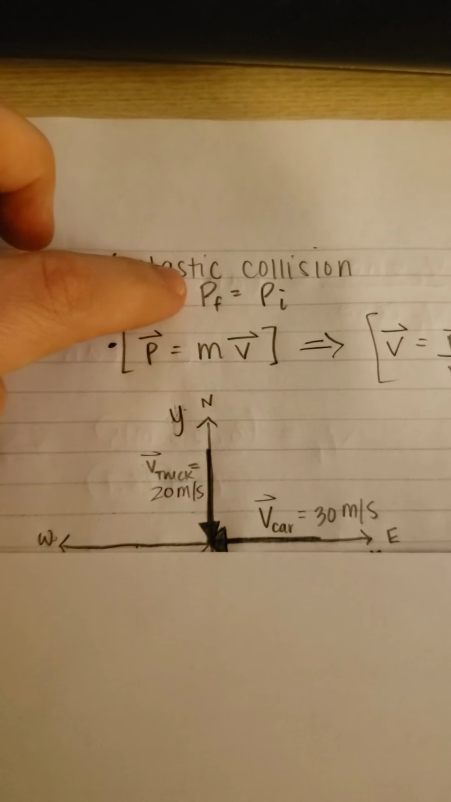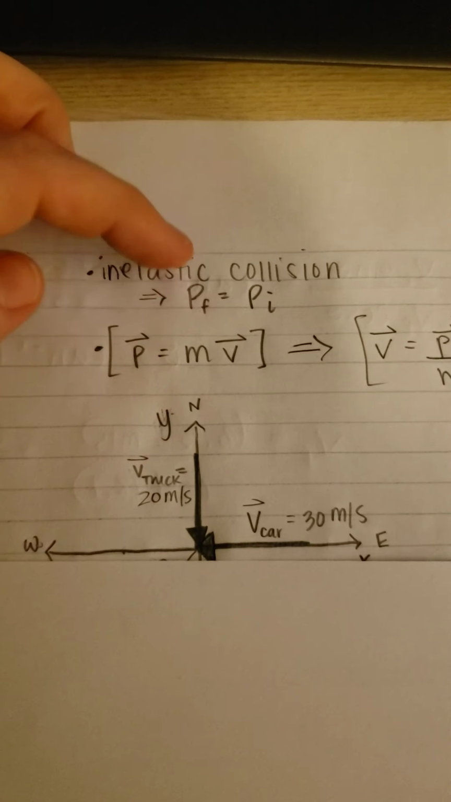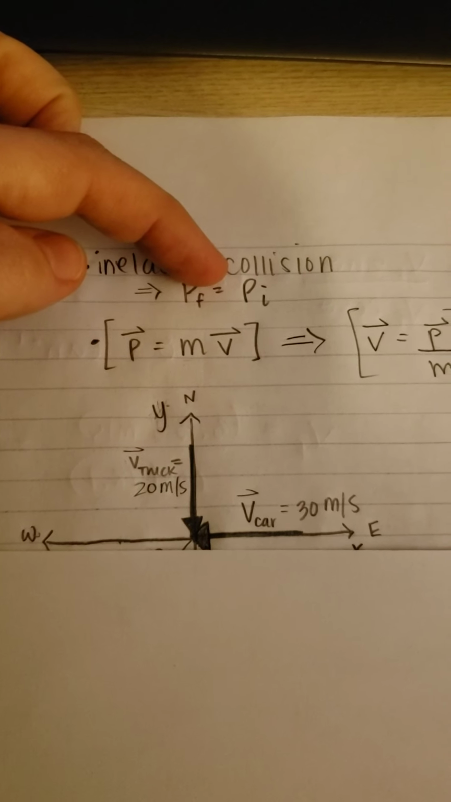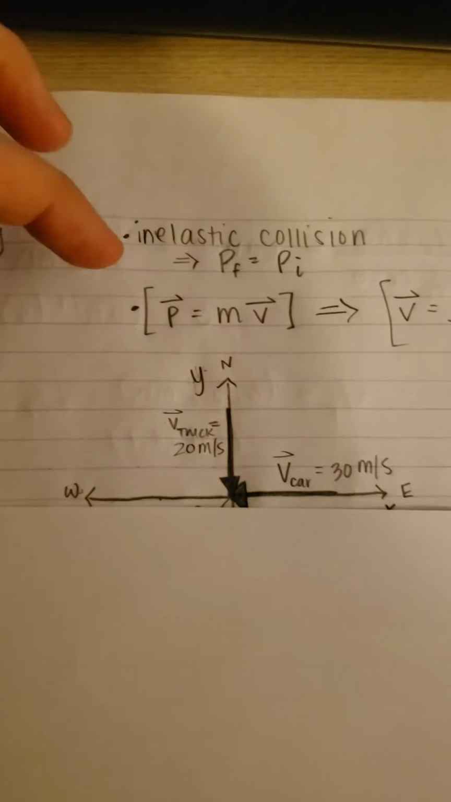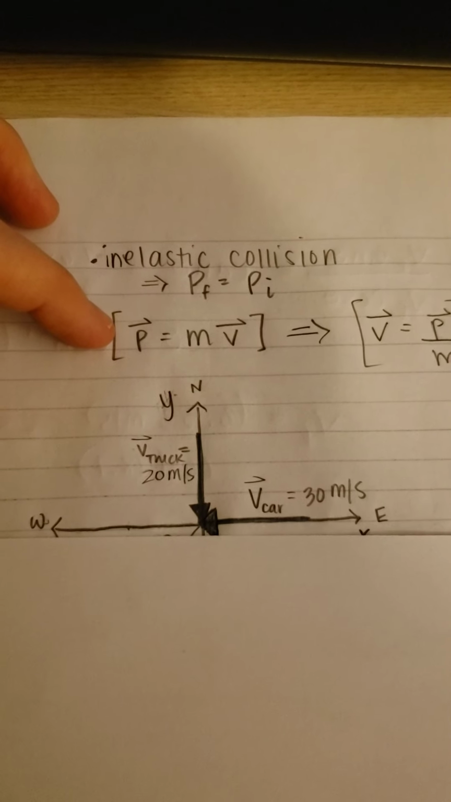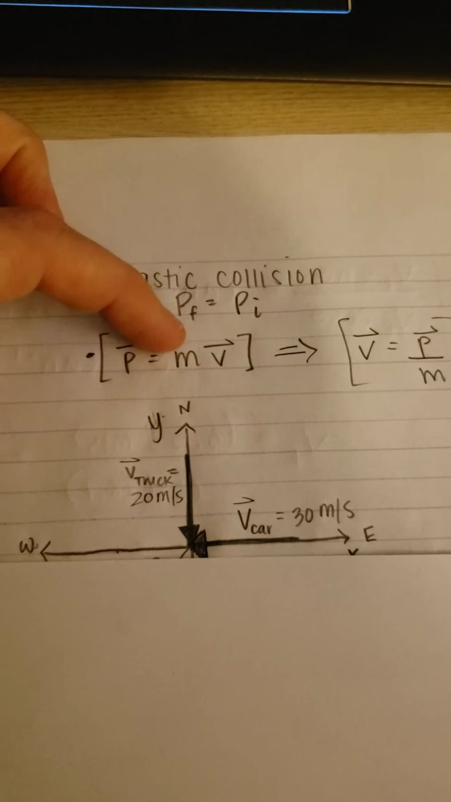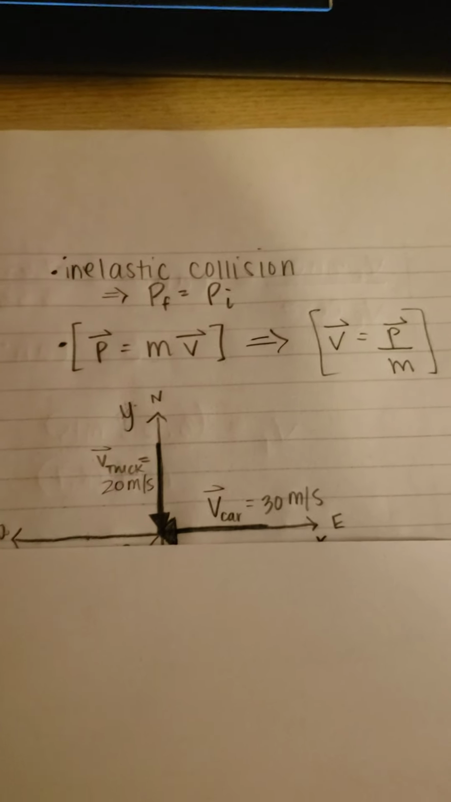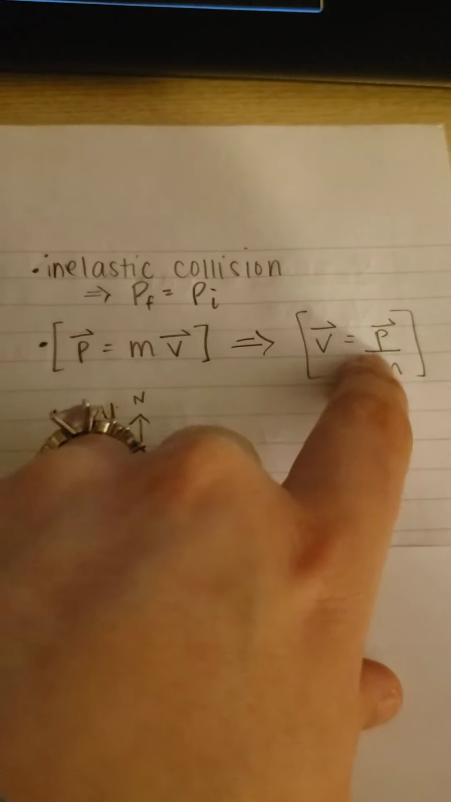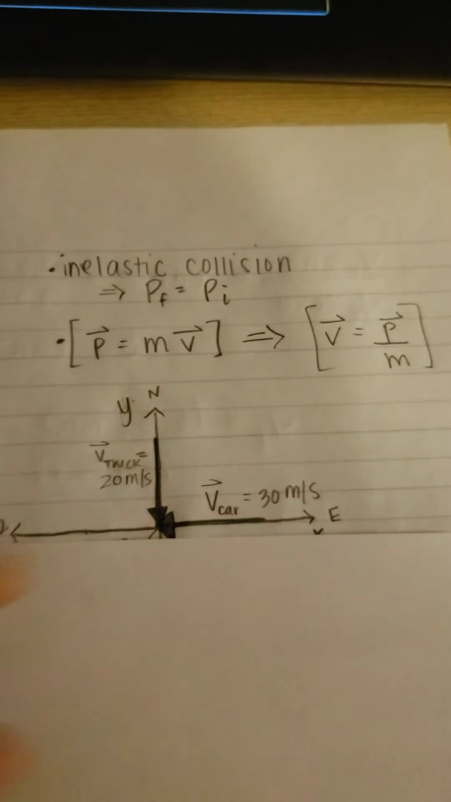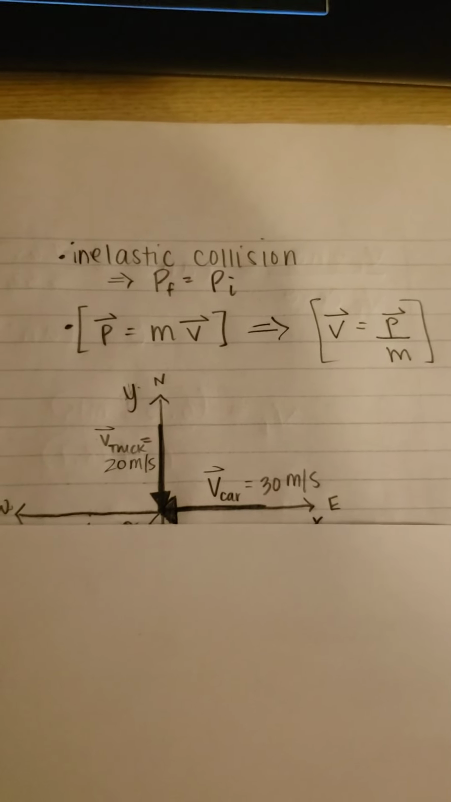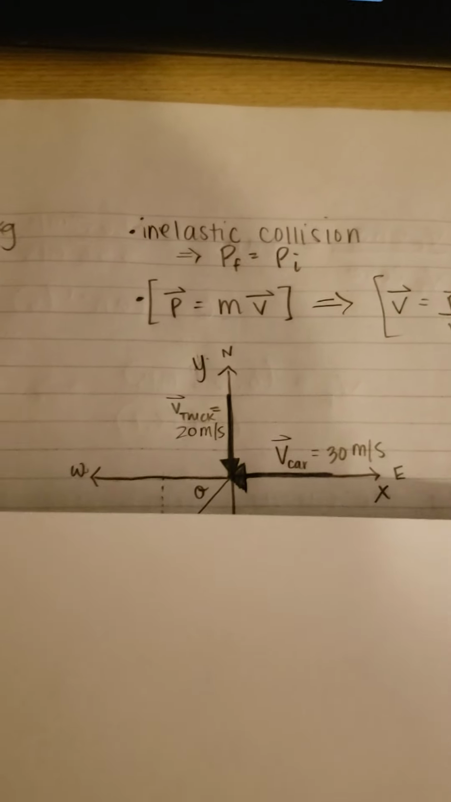So we know that momentum is conserved. So the final momentum will be equal to the initial momentum. We also know to calculate momentum, you need to multiply the mass times the velocity. And since we're finding velocity, we can just rearrange that to divide that momentum over the mass.